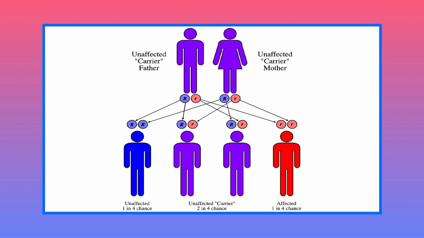However, consider what happens if two individuals with the heterozygous condition, that is capital R small r genotype, reproduce with each other. Their possible offspring could be capital R capital R, that is normal pigmentation, capital R small r, that is normal pigmentation, or small r small r, that is a recessive condition, it is albinism.